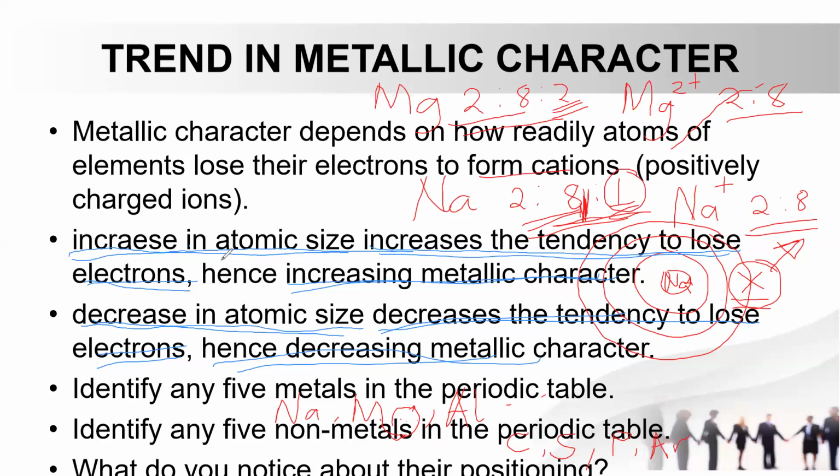Once it's surrounded by several electrons, it has that attraction power. And the more you attract something to yourself, the distance between you and that thing decreases. But the more there is repulsion, the distance increases. So that is basically what we are looking at. The bigger the atomic size, the higher the tendency to lose that electron because it's far away from the nucleus, and it also increases the metallic character. Because remember, we've said metallic character depends on the readiness of that element to lose its electrons to form cations.